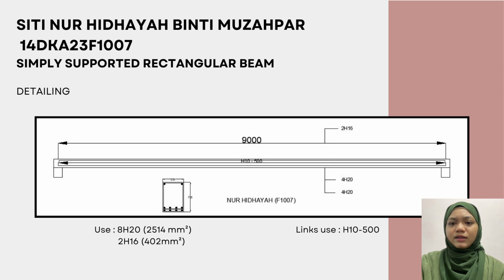Last, beam detailing. In the detailing section, the beam length is 9,000 mm. The main reinforcement consists of 8 H20 bar at the bottom and 2 H16 bar at the top. For shear reinforcement, H10 500 links are provided. This reinforcement ensures the beam safely resists both bending and shear force.